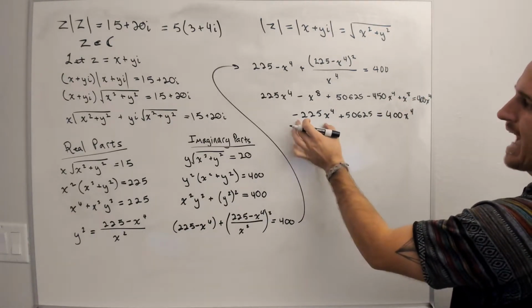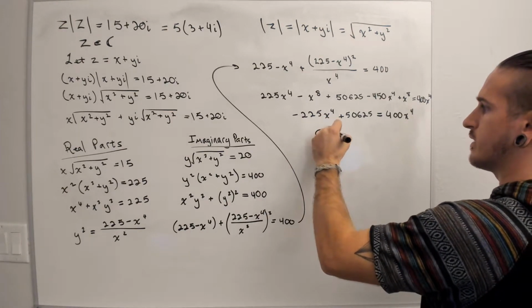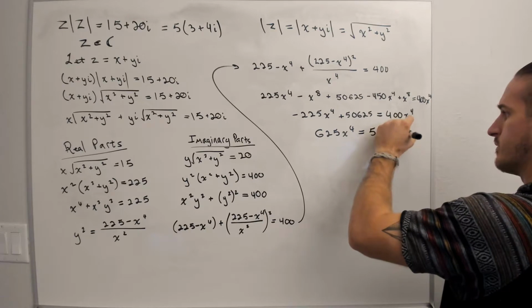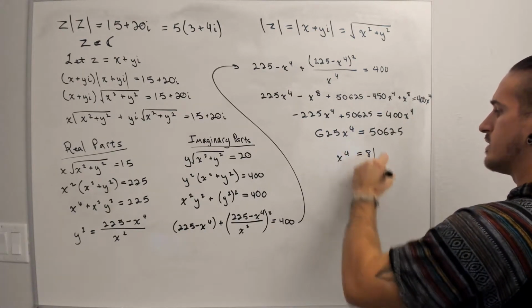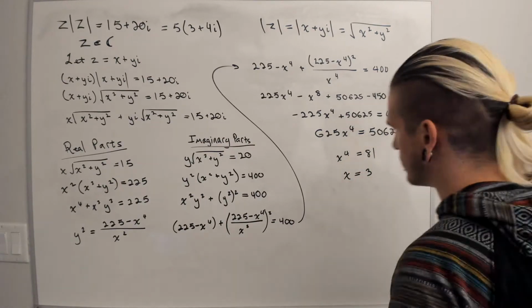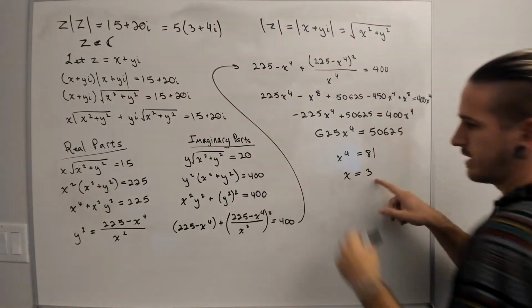So I'll go ahead and add my 225x to the 4th to both sides, giving me 625x to the 4th equals 50,625. Divide both sides by 625, take the 4th root, and you get that x equals 3, right? So we're seeing it here. We're seeing it come together. We did get our 3 there for the x.